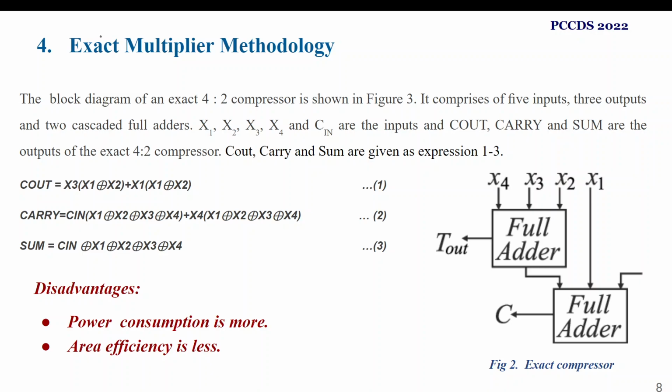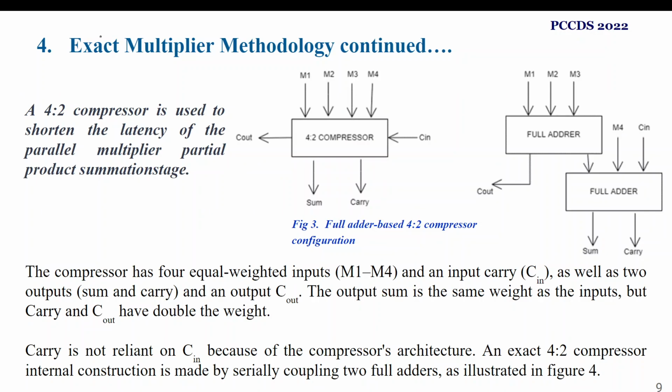So, the exact multiplier methodology. The block architecture of an exact 4:2 compressor is shown here. It comprises 5 inputs, 3 outputs, and 2 cascaded full adders. X1, X2, X3, X4, and Cin are the inputs. Cout, carry, and sum are the outputs of the exact 4:2 compressor. The equations are listed here. The disadvantage of this method is that power consumption is more and area efficiency is less.